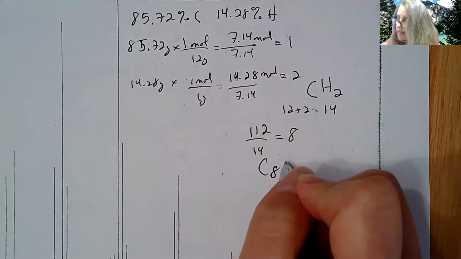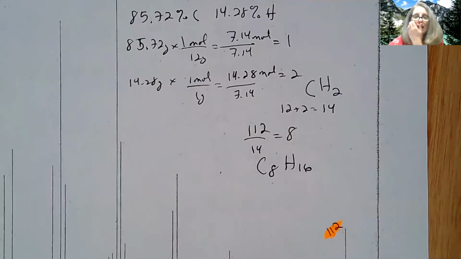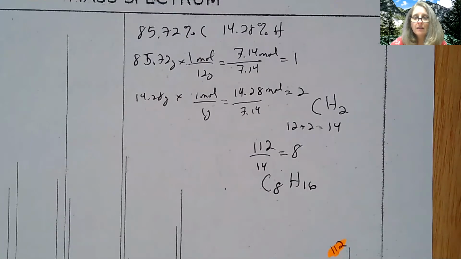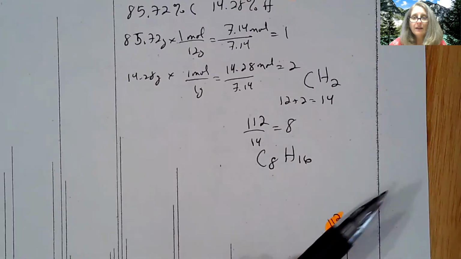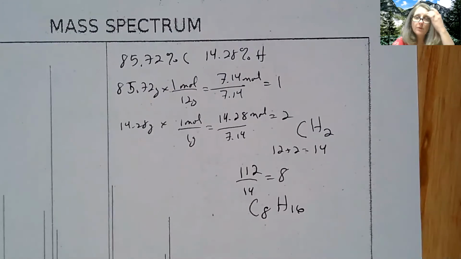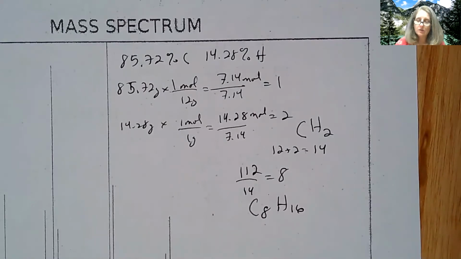So you get C8H16. Again, you might find it easier if you took 85% of the 112 and divide that by 12, you would get 8 a lot faster. So again, it is a personal preference which way you like to do it, but that is going to be, again, the type of calculation you have to do with the mass spec.